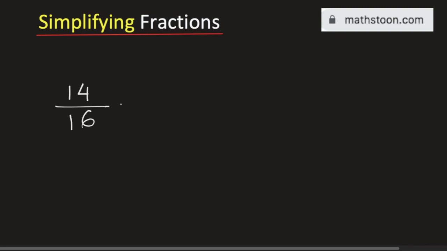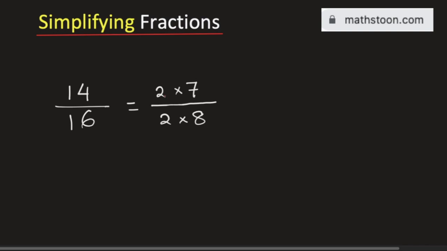In this video, we will learn to reduce the fraction 14 divided by 16 to its simplest form. See that both 14 and 16 are even numbers, so they can be written as a product of 2 and something. Look, 16 can be written as 2 times 8 and 14 can be written as 2 times 7.